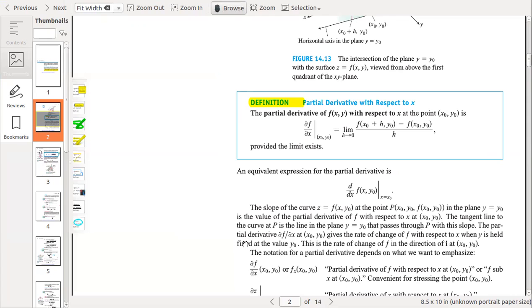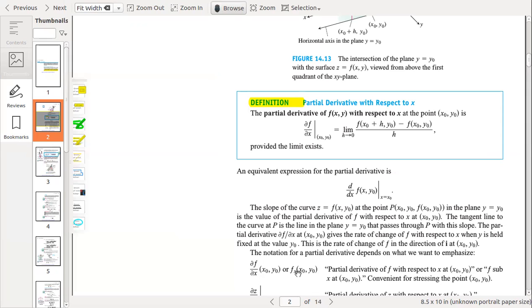The tangent line to the curve at P is the line in the plane y equal to y naught that passes through point P with this slope. The partial derivative partial f over partial x at the point x naught, y naught gives the rate of change of f with respect to x when y is held fixed at the value y naught. This is the rate of change of f in the direction of i at x naught, y naught.